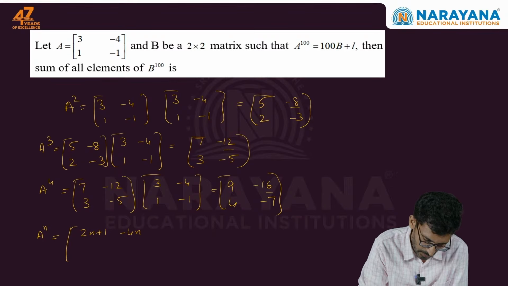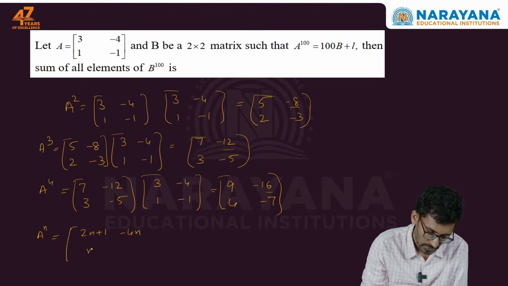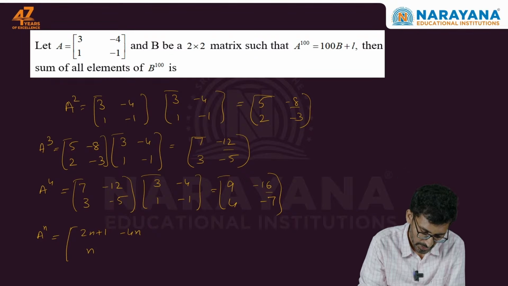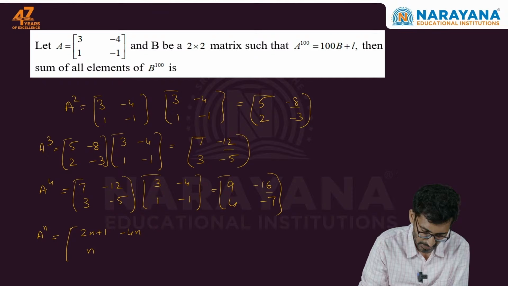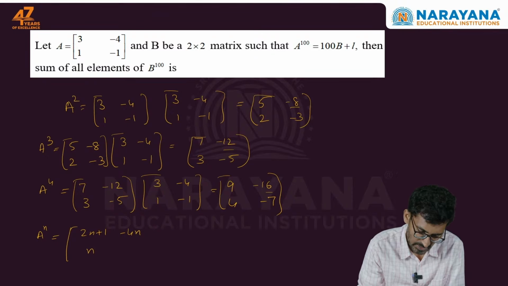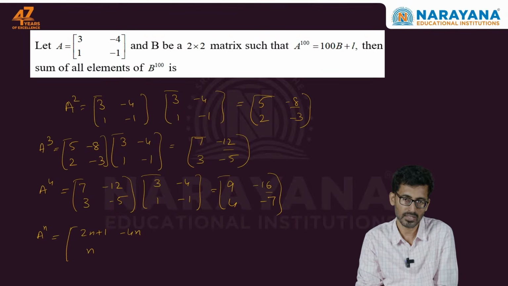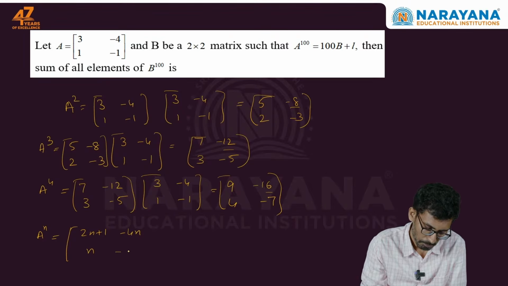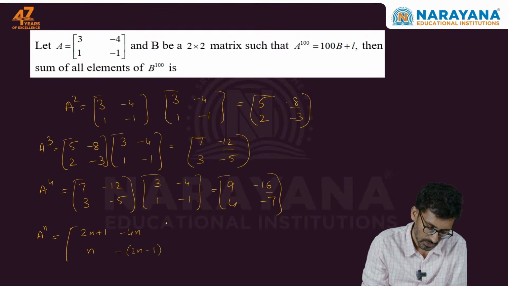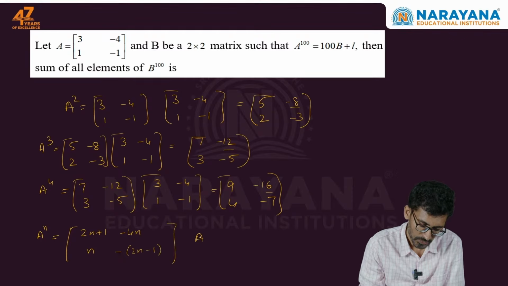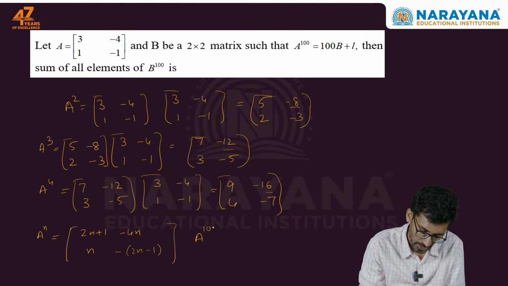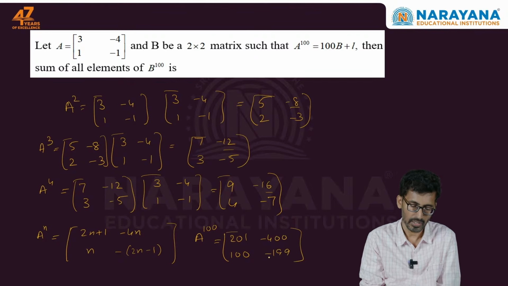Next second row, first element, we have 1, 2, 3, 4. So here the second row, first element will be equal to n. Next second row, second element, minus 1, minus 3, minus 5, minus 7. So here there is a pattern. We can write the term as minus of 2n minus 1. So A power n is equal to this. Similarly, using this, we can find A power 100 also. So A power 100 is equal to [201 -400; 100 -199]. This is A power 100.